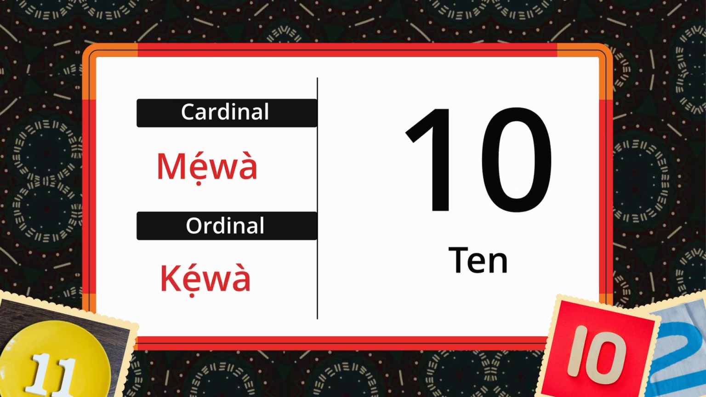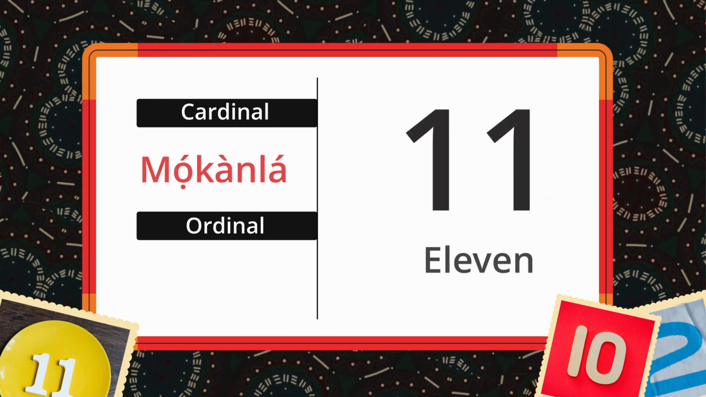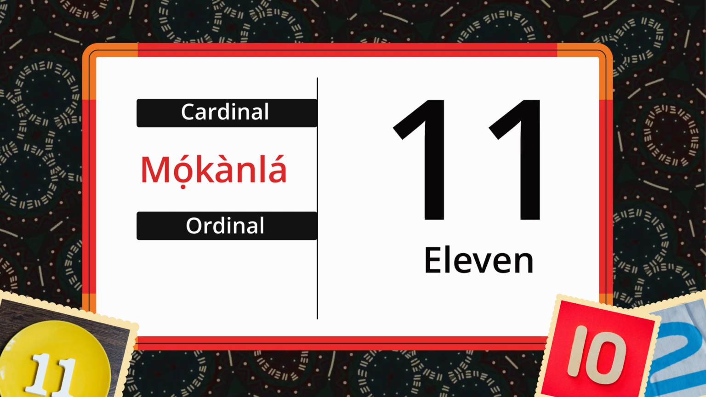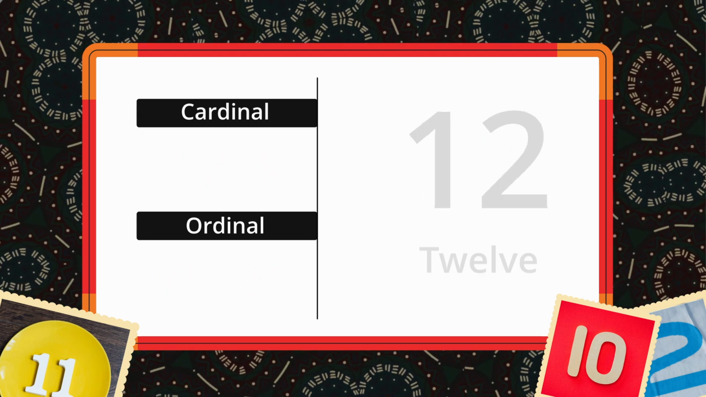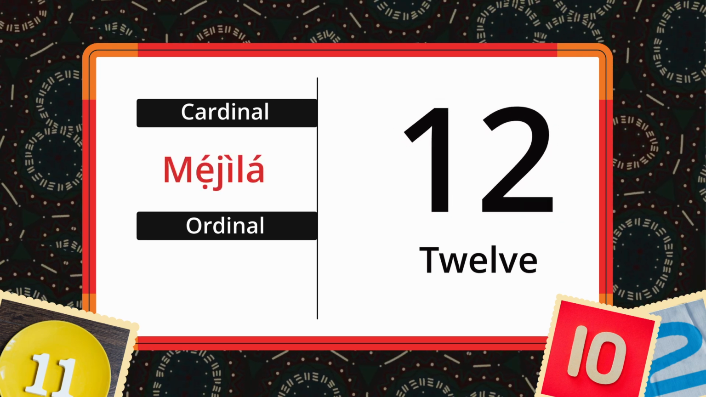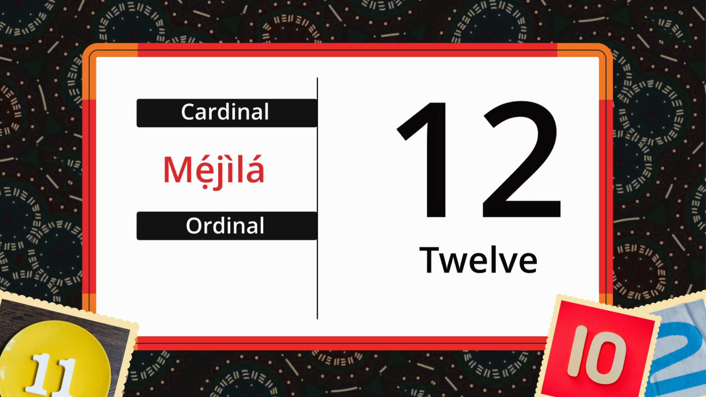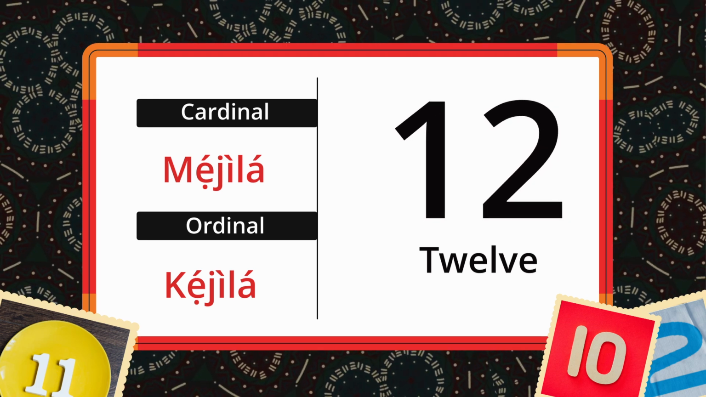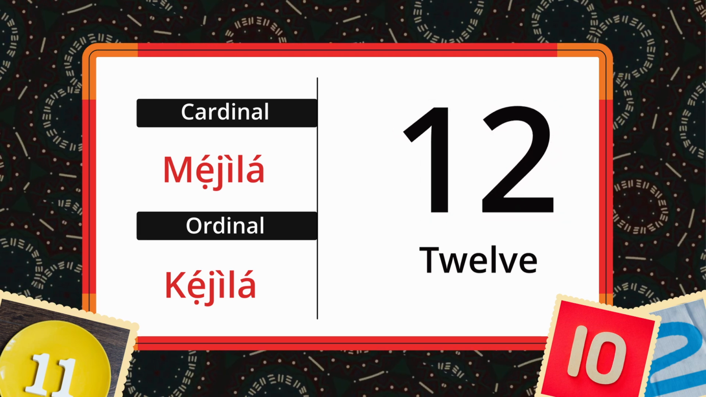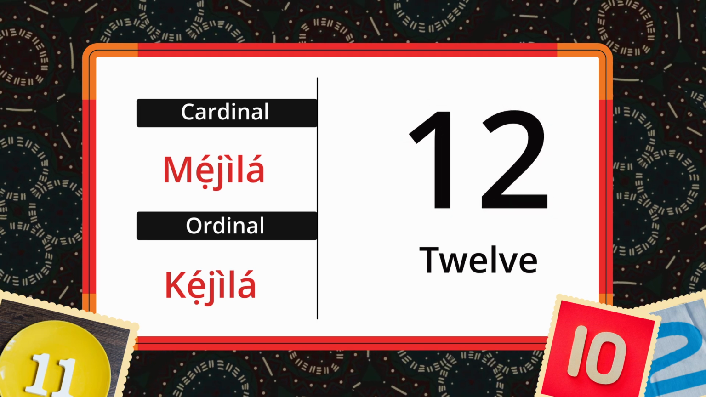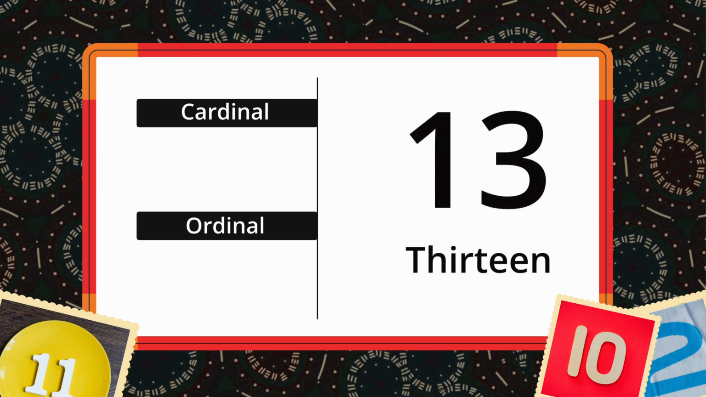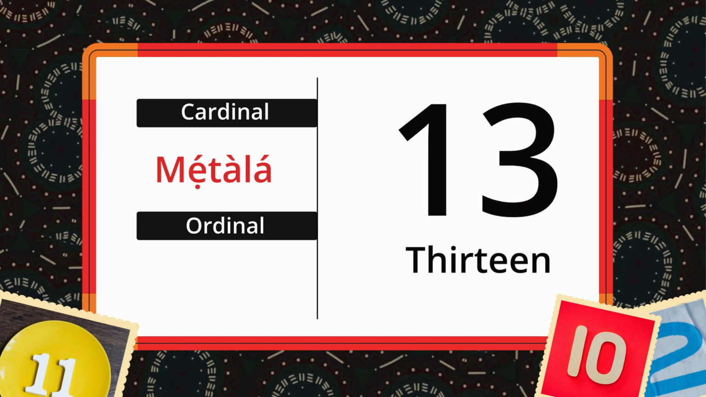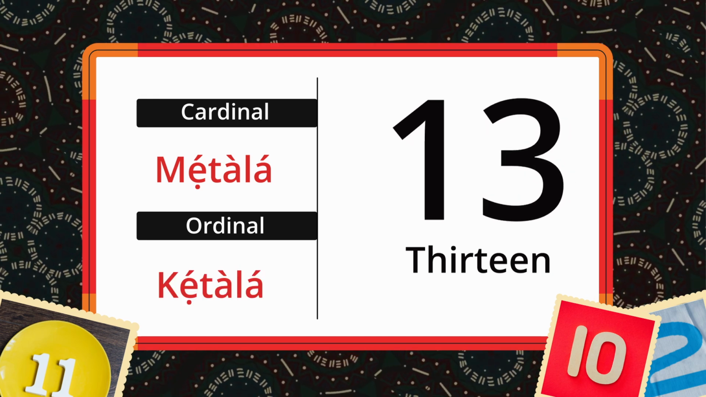Kẹwàá, kẹwàá. 11, mọ́kànlá, mọ́kànlá. You can also say kọkànlá. 12, méjìlá, méjìlá. You can also say kejìlá. 13, mẹ́tàlá, mẹ́tàlá. You can also say kẹtàlá.